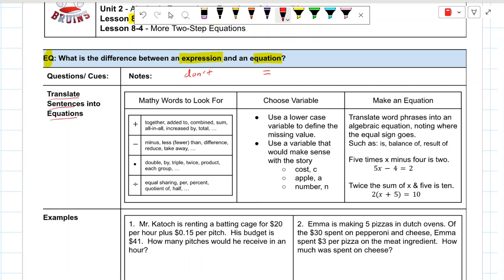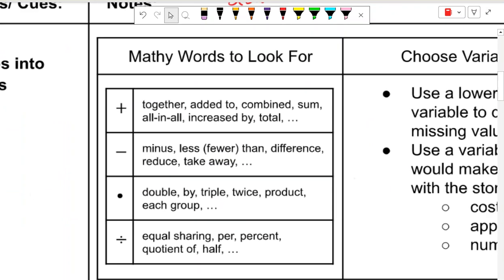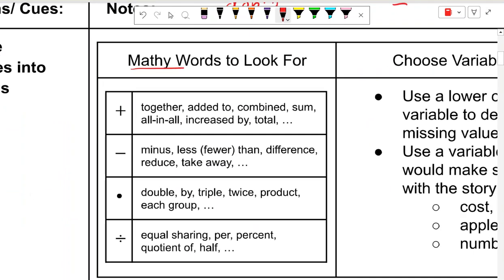And there are three categories. The first category is you got to pay attention to the mathy words. What are the mathy words that you need to look for? Well, you need to look for words that mean addition, subtraction, multiplication, and division. For addition, these are just a few. Together, added to, combined, sum, all in all, increased by, total, and so on, meaning there are so many other words that mean addition in math.